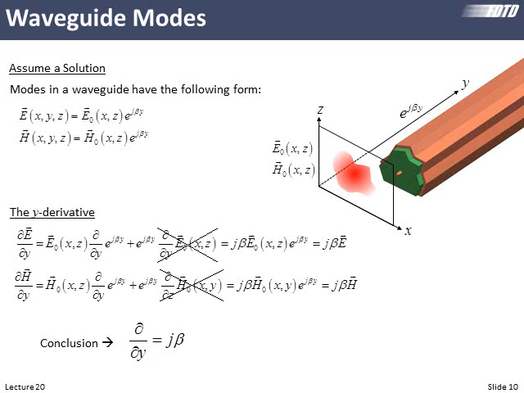So what we'll do is we'll go back to Maxwell's equations, our 6 Maxwell's equations, pull out our y derivatives, and put in j beta. Beta, remember, is the propagation constant of our mode. It describes how quickly it accumulates phase in the y direction.